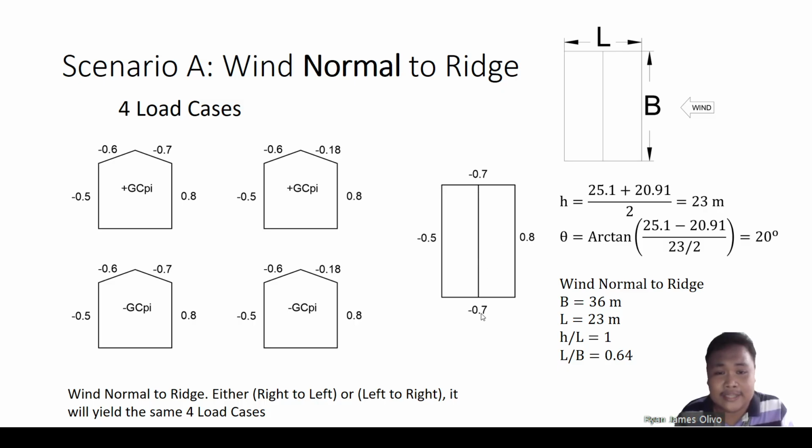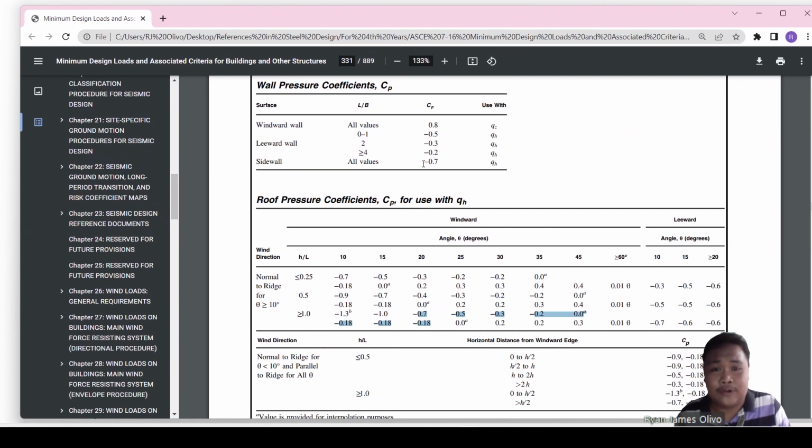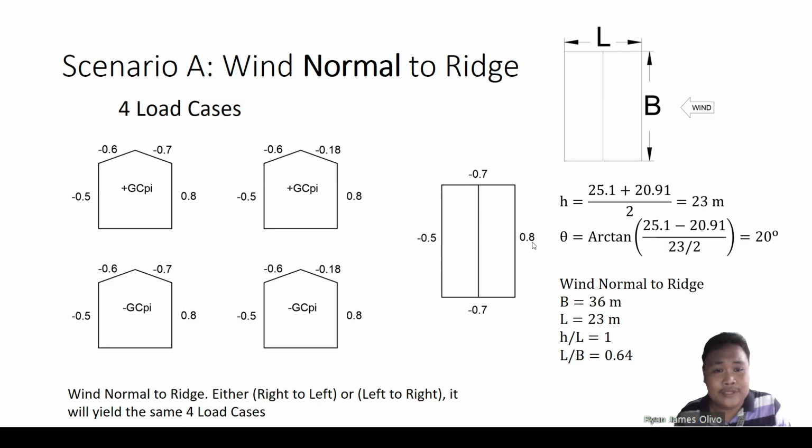So our wall is the same for all. Our side walls is negative 0.7, as you can see here, for all side walls. For windward wall, that is 0.8, because we consider the wind here. So even if you change the wind from left to right, it's still just like a mirror image. So wind normal to ridge, either right to left or left to right, will yield the same load cases, just mirrored.